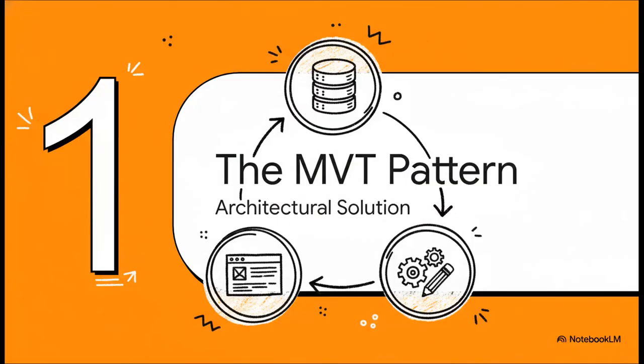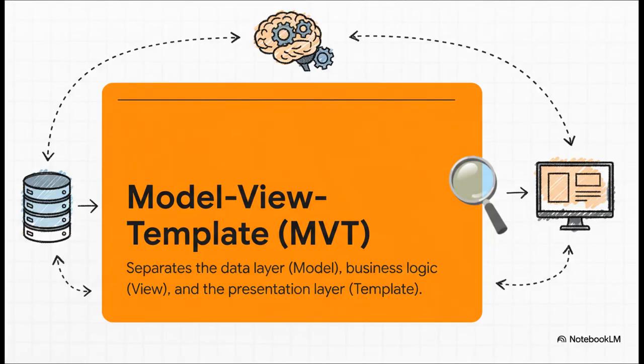And this solution, it's not just some friendly advice. It's a core architectural pattern that's literally baked into the framework. It's called the Model View Template Pattern, or MVT for short. So let's break that down real quick. The model, that's your data. It's the part that talks to your database. The view, think of that as the brain of the operation. It's got the business logic, it grabs data from the model, and it decides what to do. And finally, you've got the template. Its only job is to display the data that the view gives it. That's it. Each part has a very specific job, and they do not cross the streams.